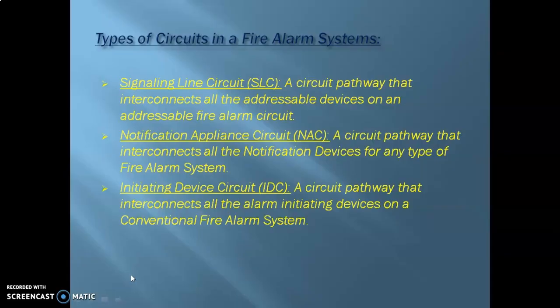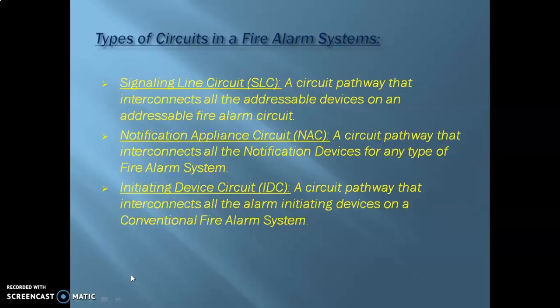Okay, now moving on to the notification appliance circuit. As the name suggests, it is basically that pathway that is used to interconnect all the notification devices such as horns, strobes, bells, speakers, etc. on any type of fire alarm system. It could be an addressable fire alarm system or a conventional type of fire alarm system. Both of these systems have notification appliance circuits, and the wiring for notification appliance circuits could either be class A, depending upon the requirement, or class B.